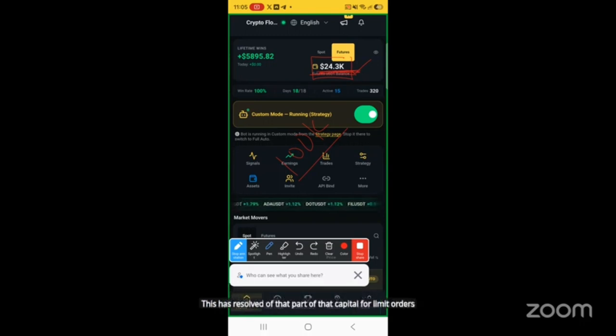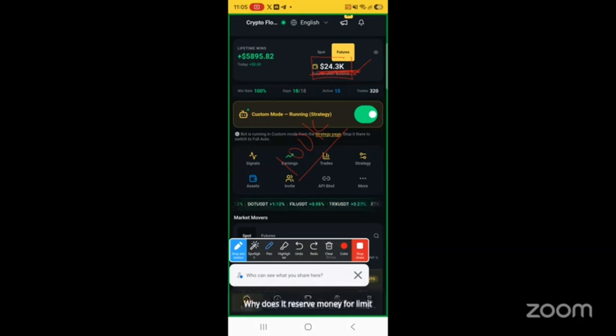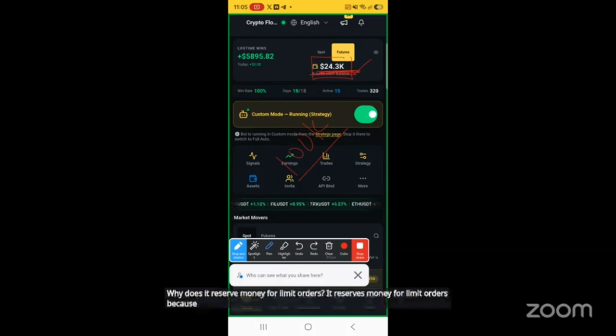If the limit orders are filled, well and good. If they are not filled and the trade comes out, all the reserved money is going to return to your capital, and that is very okay. Why does it reserve money for limit orders? It reserves money because it wants to make sure that when a limit order is reached, there is enough money to facilitate it.